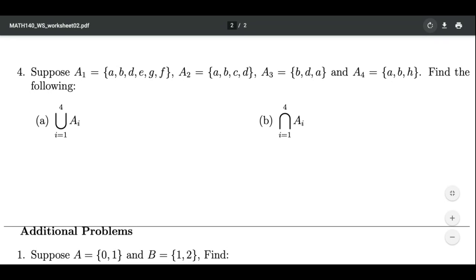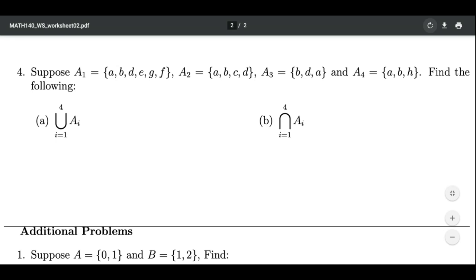Okay, so the notation is saying we want to find the union of A1, A2, A3, A4. So this notation is a shorthand notation. This is A1 union A2 union A3 union A4. The second one is the intersection: A1 intersect with A2, intersect with A3, intersect with A4.